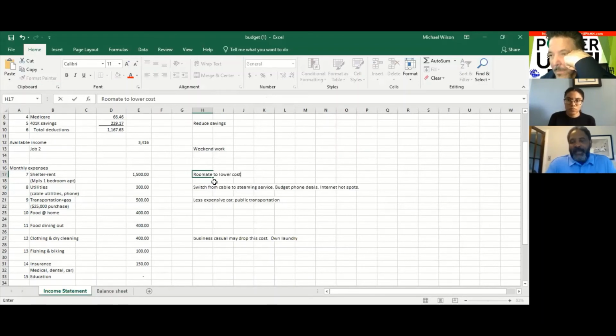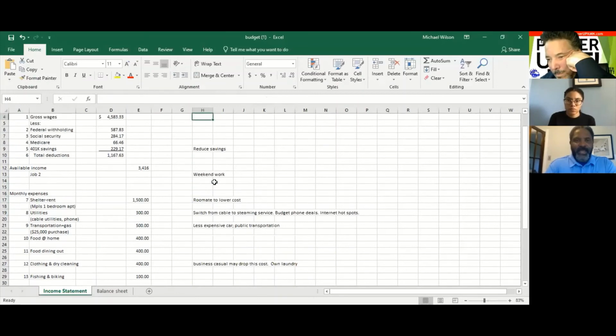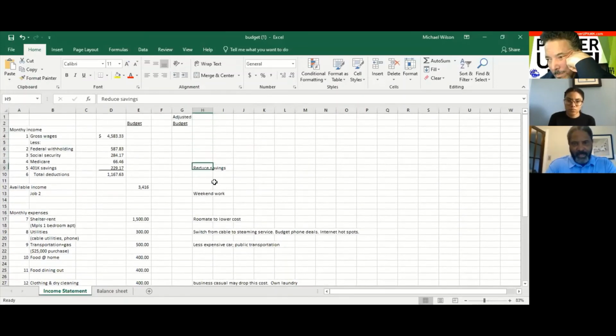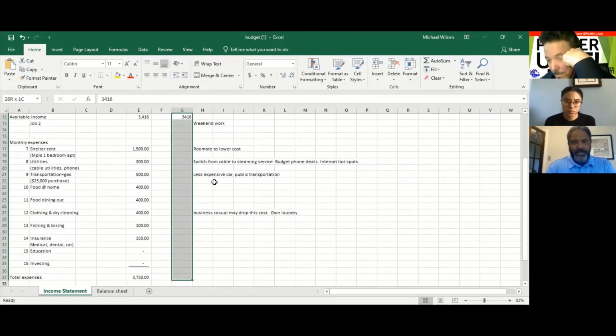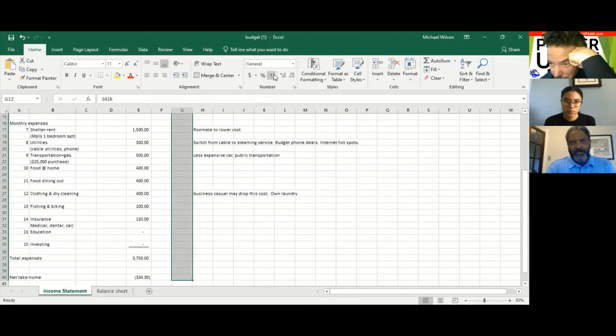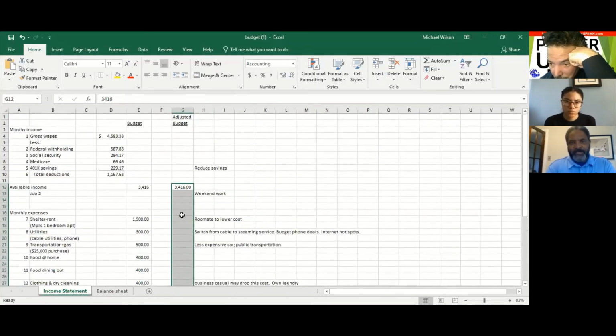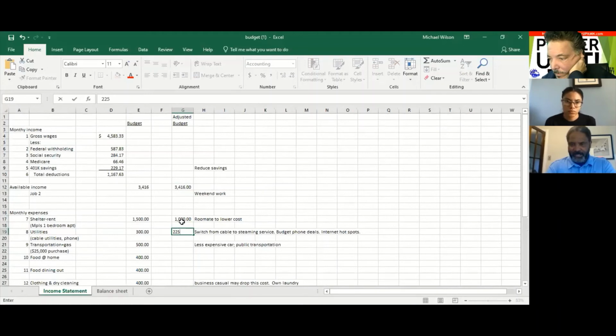So there are ways that you could take this same budget and let's just run through here and see what happens. Let's say you're still in this area where your income is set at what it is. But now we're going to start to see what a roommate would do to our expenses. Maybe that brings that down to 900, or let's say 1,000 a month. Maybe we can shave $75 off our utility bill.